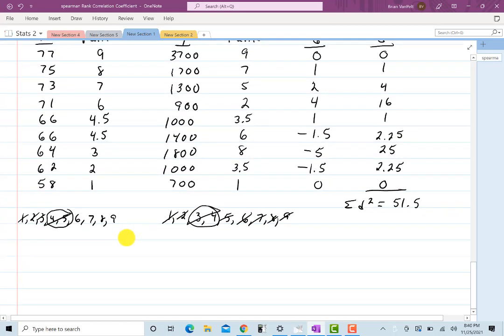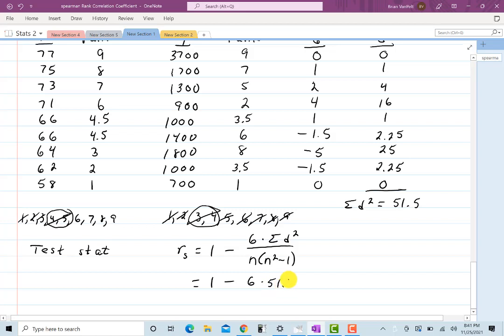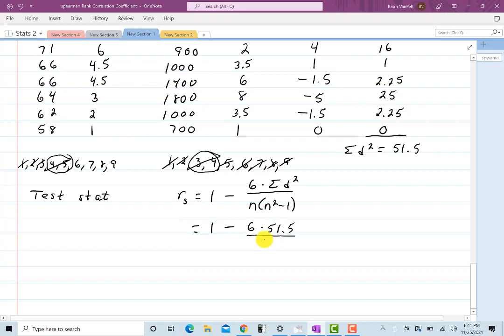Now let's go ahead and get our test statistic. We have r sub s equals 1 minus 6 times the sum of d squared, all over n times n squared minus 1. Now this is our sum of d squared, so I got 51.5. And the total number of pairs was 9. So we have 9 times 9 squared, which is 81, minus 1, will make that an 80.